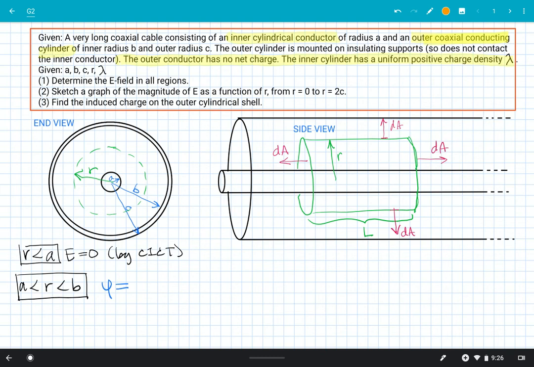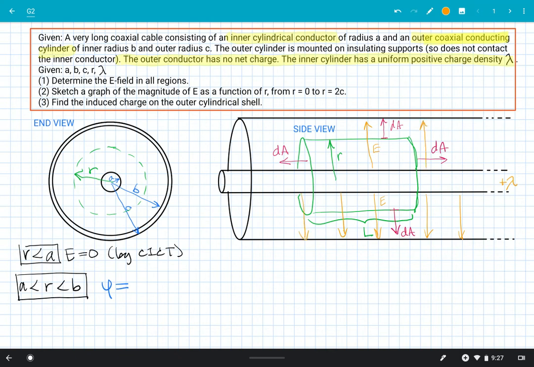Now, this is a positively charged rod, right? We're told it's positive, it has positive lambda here. The outer cylinder has no net charge, but I know this is a positively charged rod, so I know what I'm expecting for E field here is radially outward. I know that's what I'm expecting for E. So I'm going to have this radially outward E field. I'll draw in a little bit more of it.